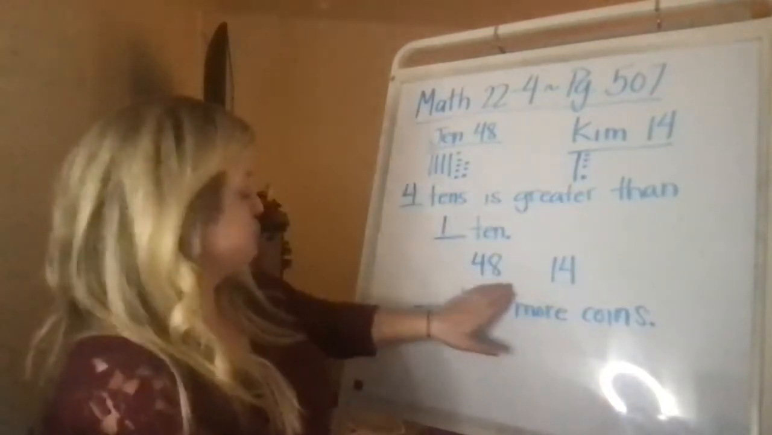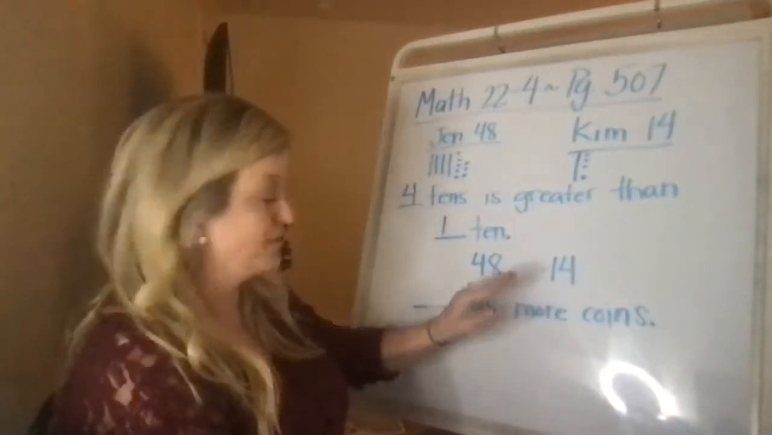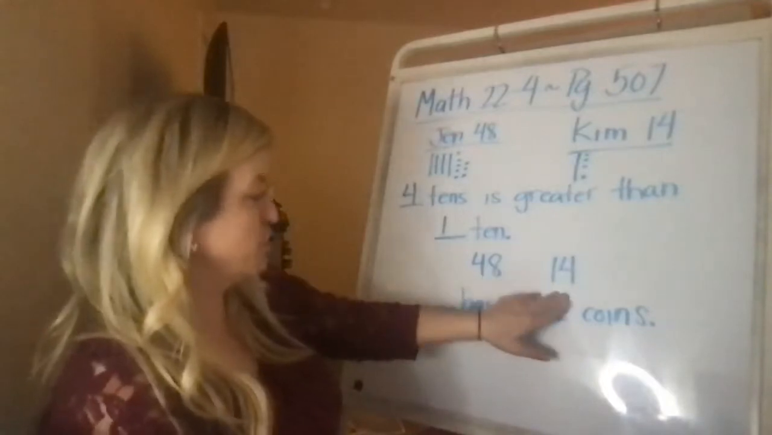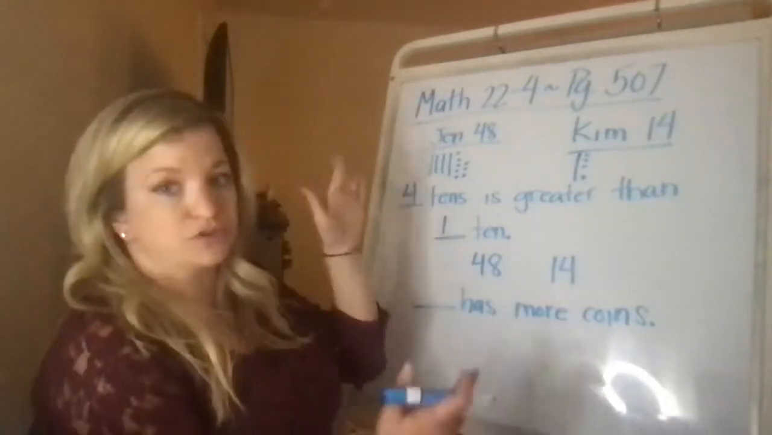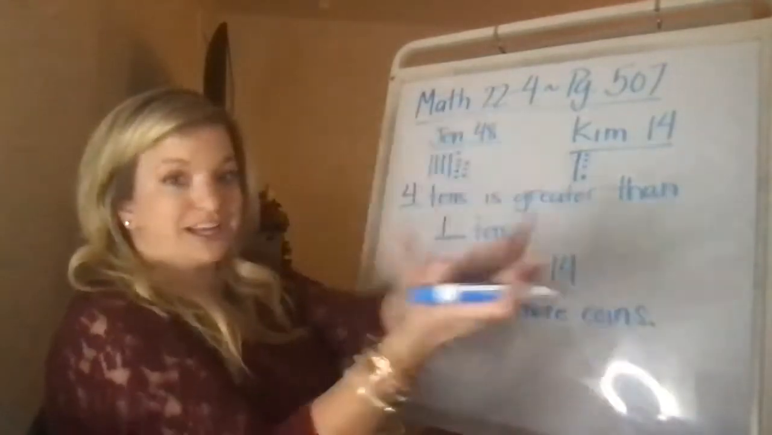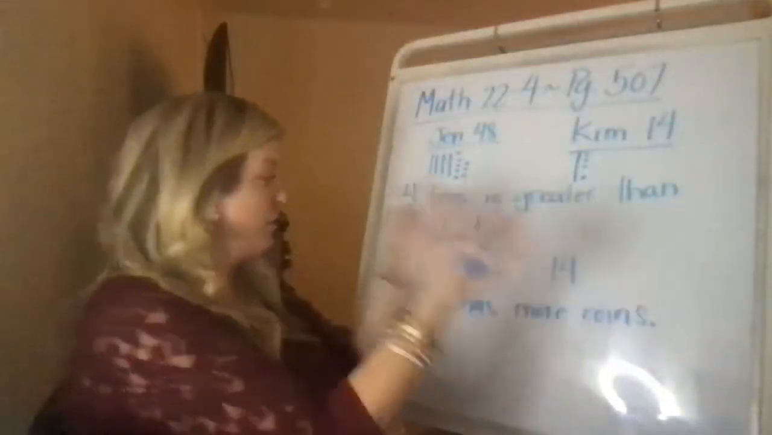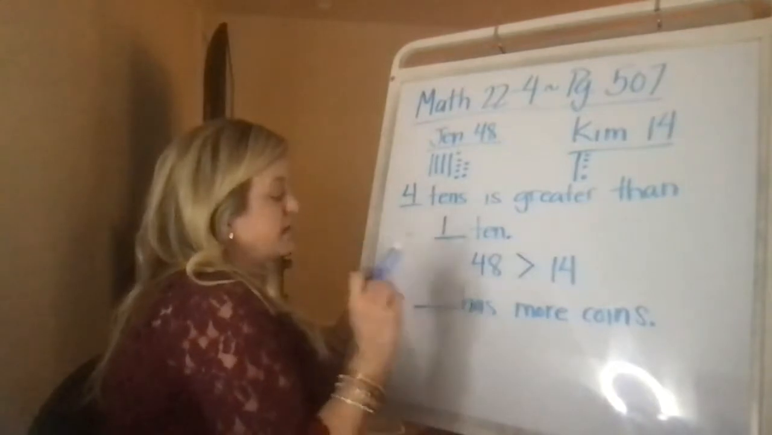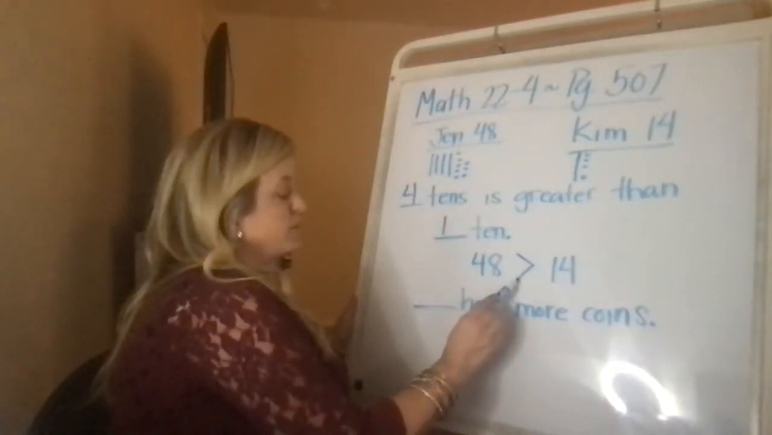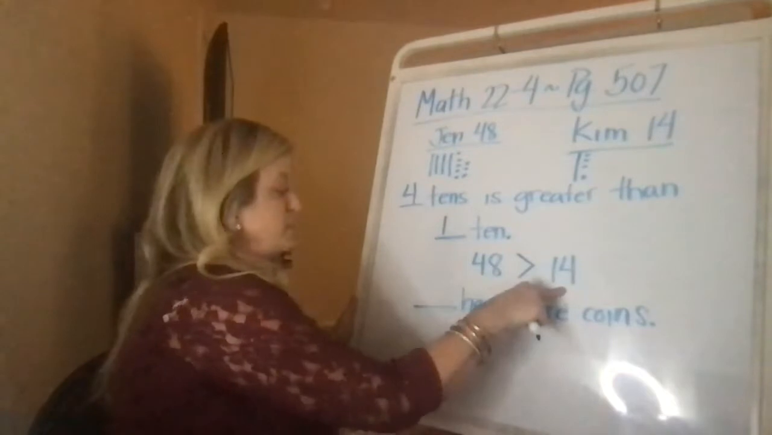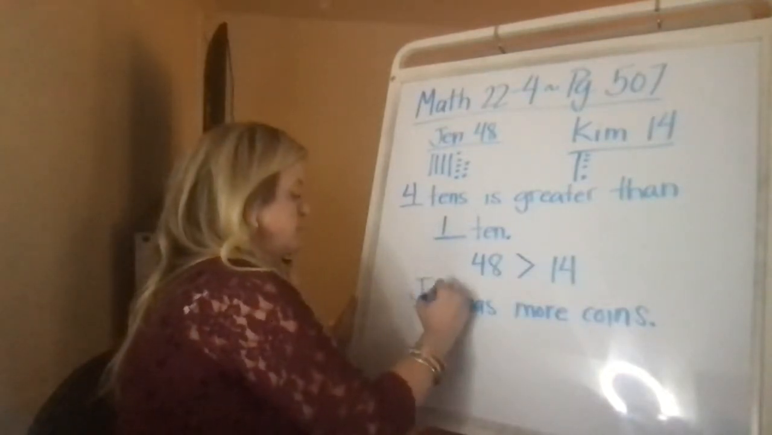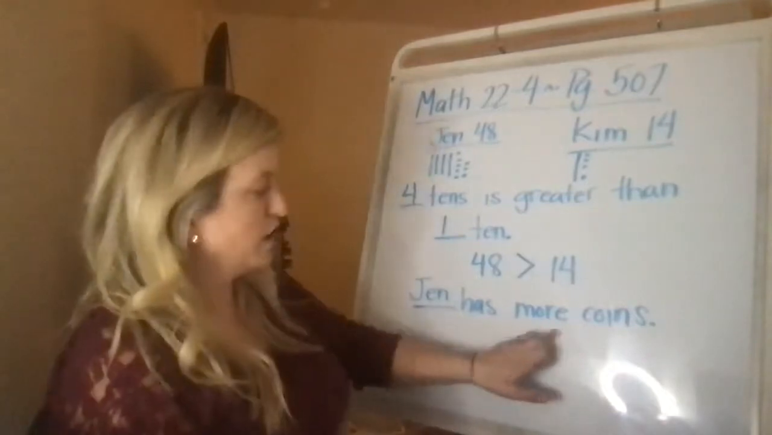The book then gives you 48 and 14, and you have to fill in. Is 48 greater than 14? Or is 48 less than 14? Well, if you don't know, you can use the alligator. The alligator eats the biggest number. So the alligator is going to go here, and this reads like this: 48 is greater than 14. So you're going to write on the line, Jen has more coins.